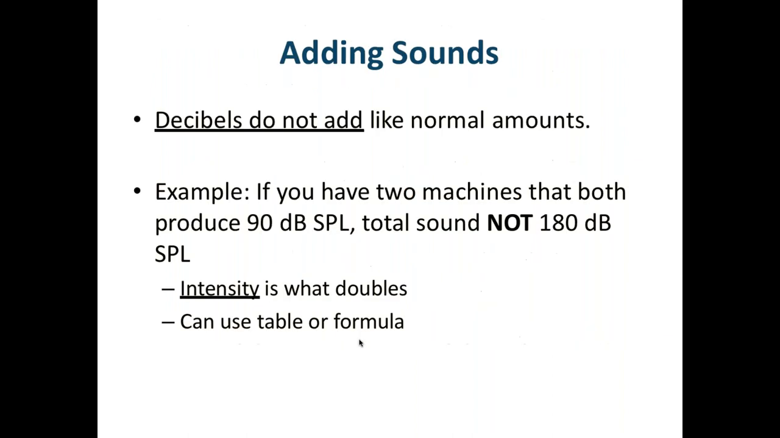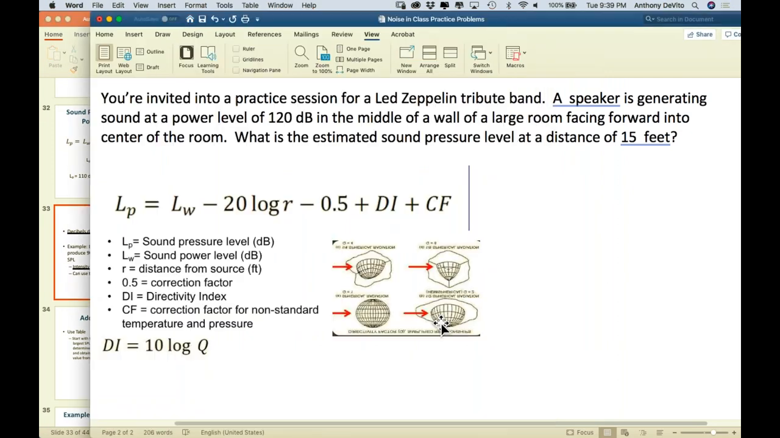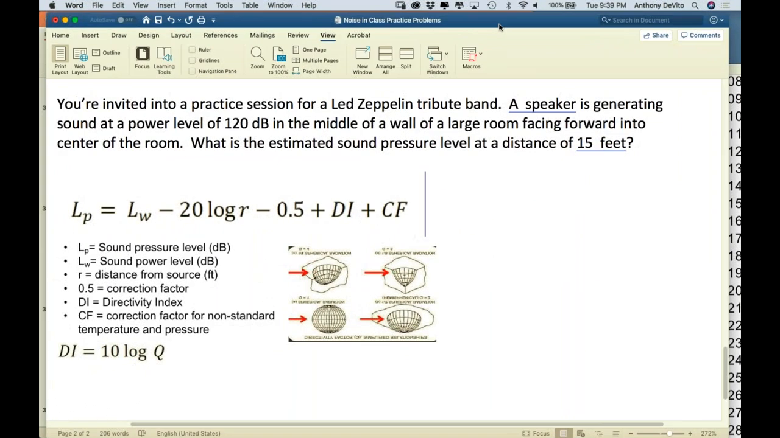Let's do our own version of that, just to make sure we're all okay with that. Okay, we go back to our table there. You're invited to a practice session for a Led Zeppelin tribute band. A speaker is generating sound power level of 120 decibels in the middle of the wall of a large room facing forward into the center of the room. What is the estimated sound pressure level at a distance of 15 feet? Are you going to be able to hear when you go home? Basically is what this is, right?